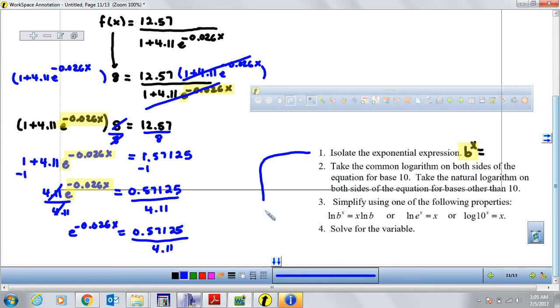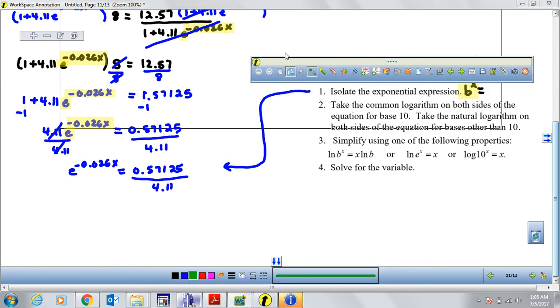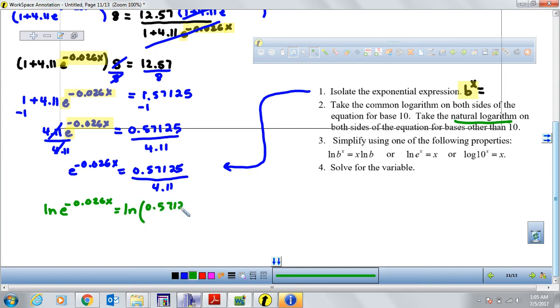So that was my step 1. It is already isolated. We did a lot of steps here to be able to isolate it in this problem. Now, what is the next step in the process? In order for me to get rid of the e, we need to put natural log on both sides of the equation. So we're going to put natural log of e raised to the negative 0.026x equals the natural log of 0.57125 over 4.11. So that was my second step in the process: put a natural log on both sides of the equation.